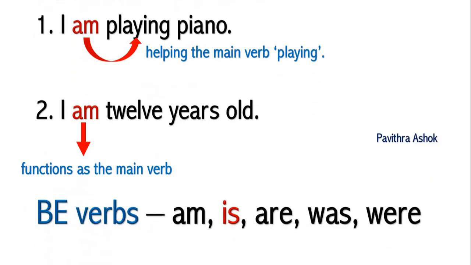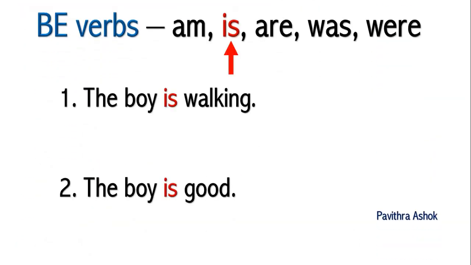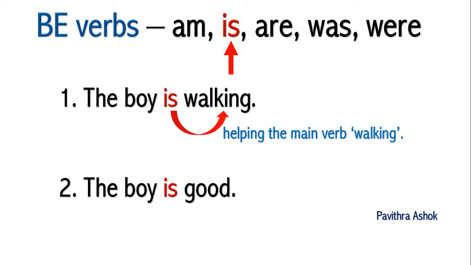Now look at this. We'll see be verb is. The boy is walking. The boy is good. In the first sentence, is helping the main verb walking. In the second sentence, the boy is good, here is itself functions as the main verb of a sentence.